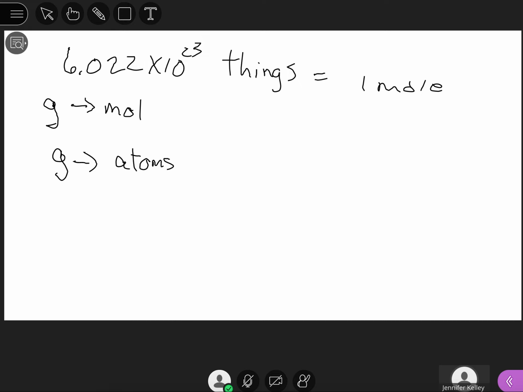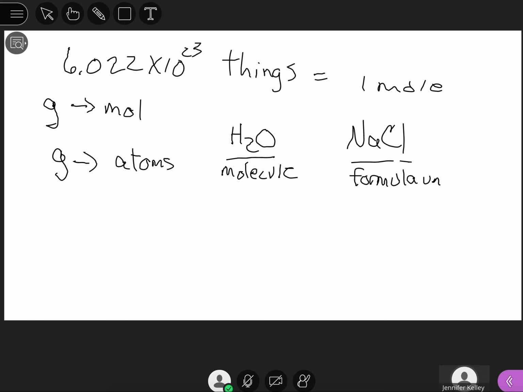Now, when I say formula unit, a formula unit is the same as a molecule. It's just you call it a formula unit when you're talking about an ionic compound. So H2O is a molecule, and NaCl is a formula unit. That's because this one's ionic, this one's covalent. So molecule, formula unit. So you may see those words, and I just didn't want you to wonder, how come they call it a molecule here and a formula unit over there?